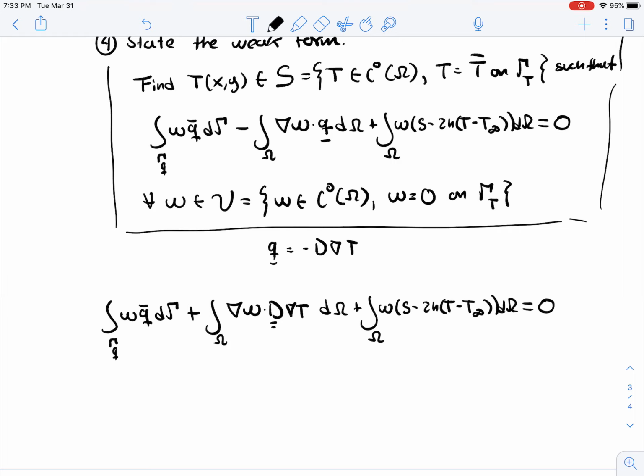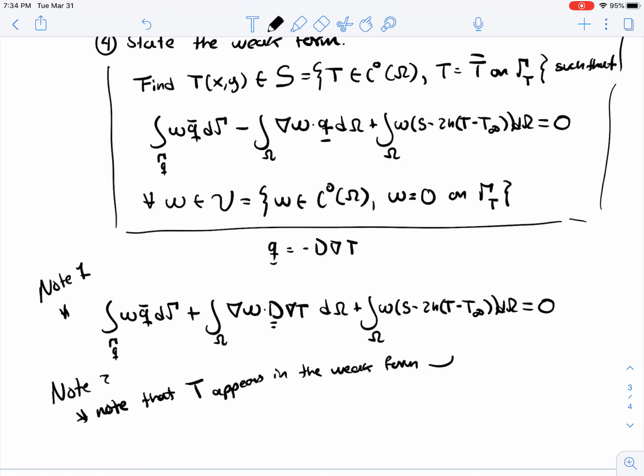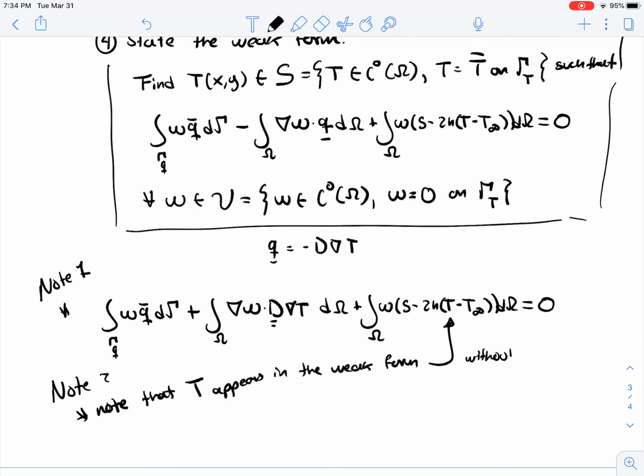Then the other thing that I was going to say is that this looks a little bit different with respect to the heat transfer problem that we've defined in the past. So that's note 1. Then the only difference is this term right here. Before we didn't have that. It looked almost exactly the same, but it didn't have this T minus T infinity. So note 2 is note that T appears in the weak form without derivatives.